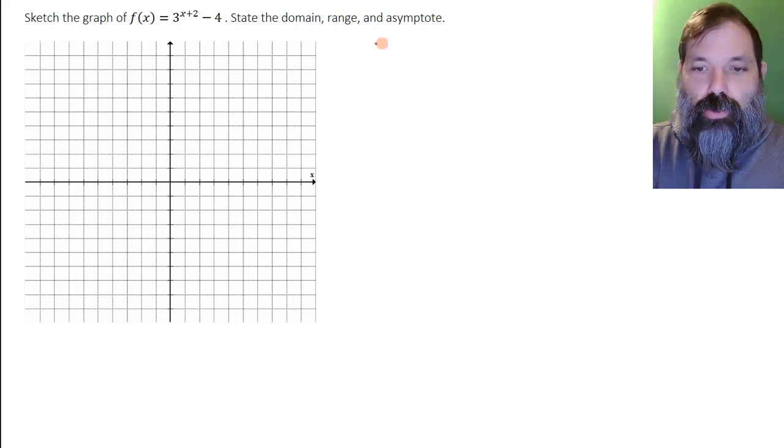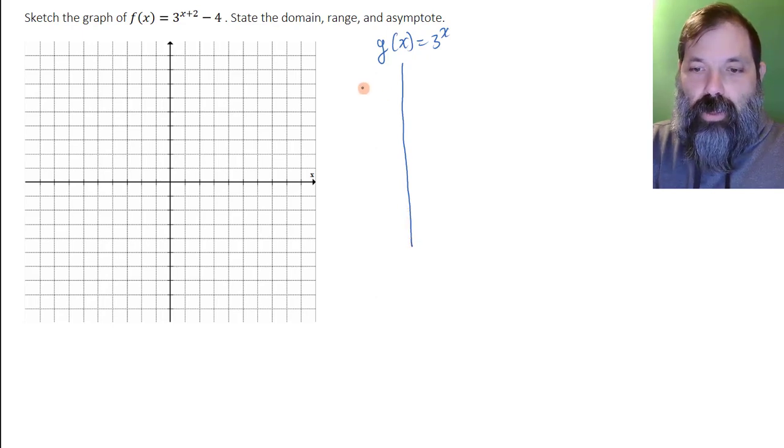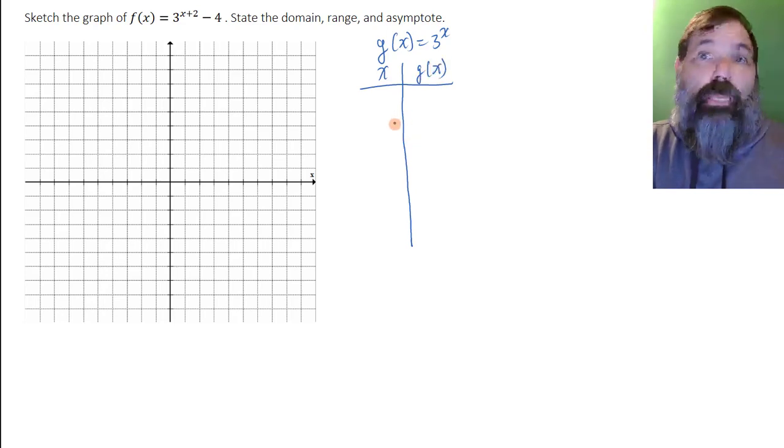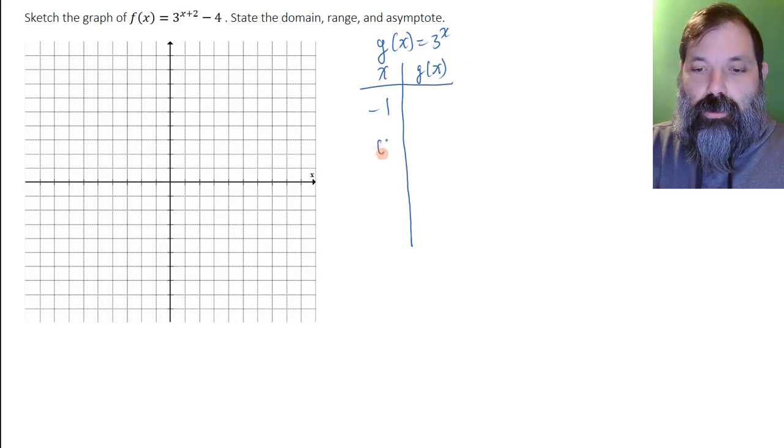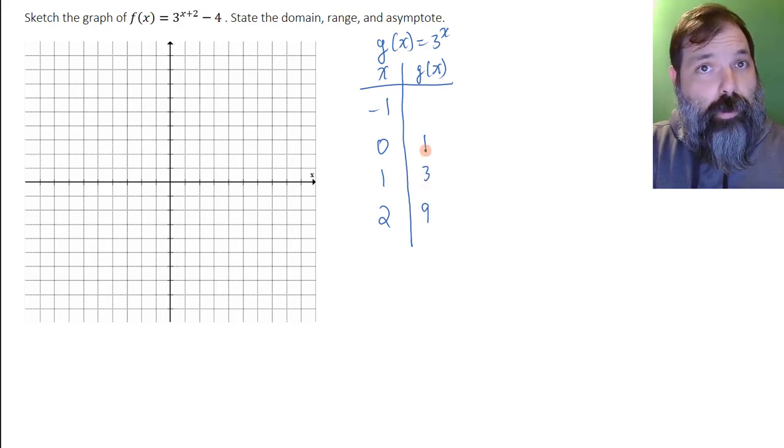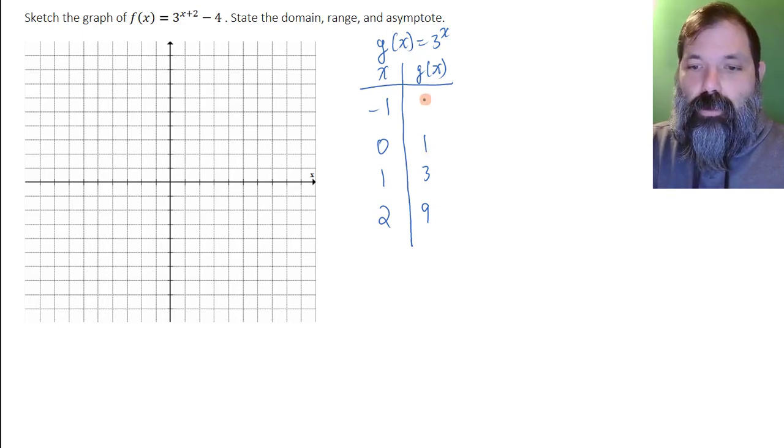So let's consider the function, and I'll just call it g of x, just to have a different name. Let's call g of x 3 to the x. And if we create a brief table of values for this function, maybe we go from -1 to 2 on the x's. 3 to the 0 power is 1. 3 to the first power is 3. 3 to the second power is 9. 3 to the negative first power, remember that's a reciprocal of 3 to the first, and so then 1/3.